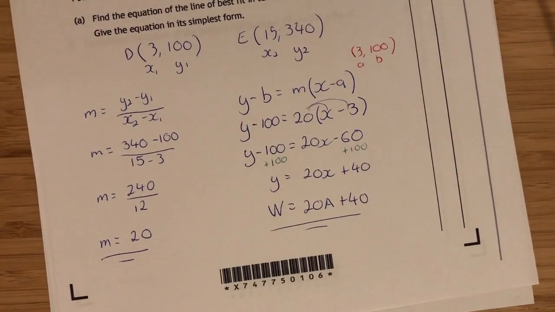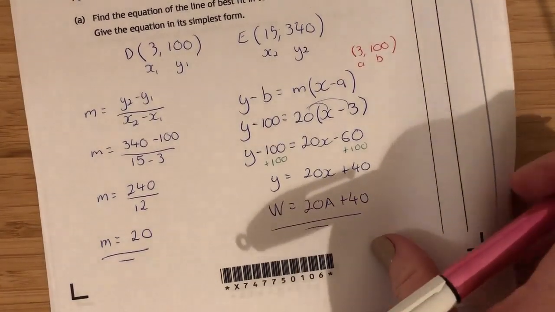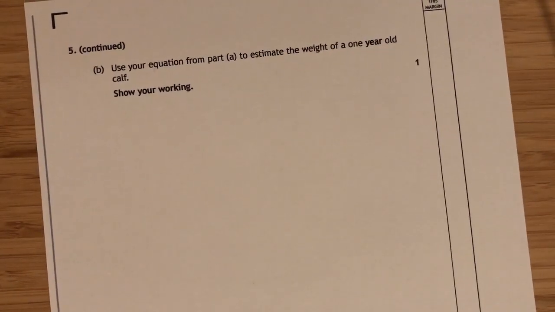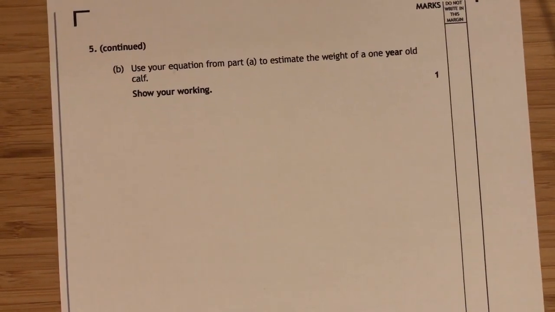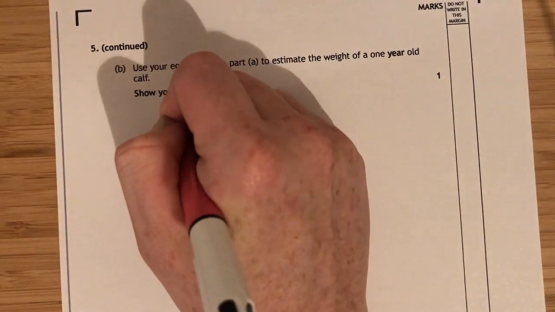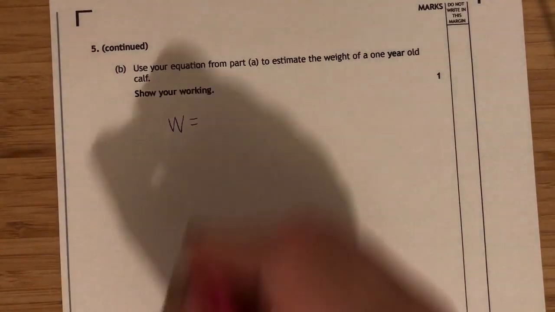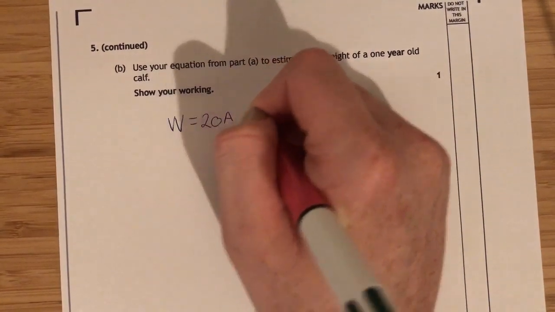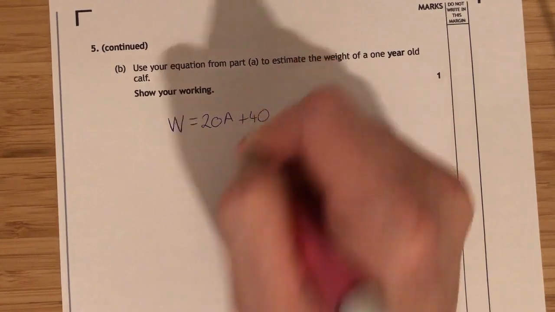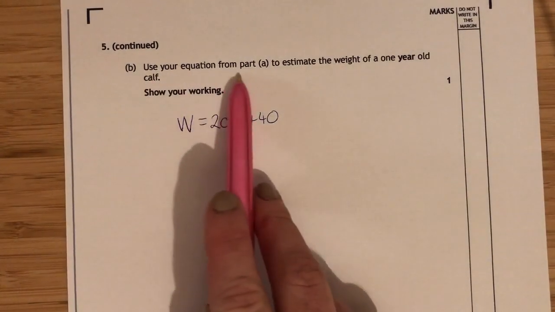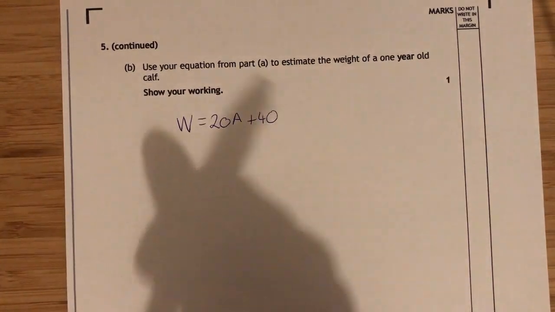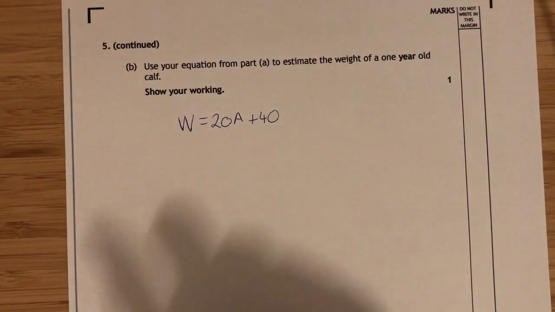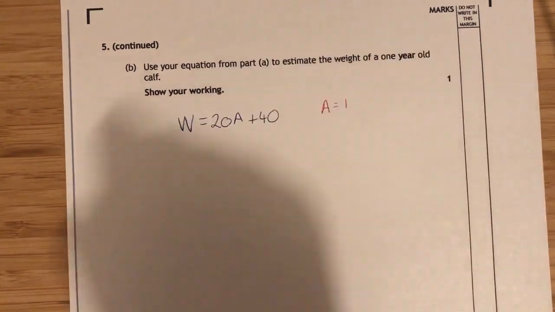And then often once you've got the context, you're asked a part B. So we're just going to look at this now as well. It says, use the equation from part A to estimate the weight of a 1-year-old calf. Show your working. So copying over what we've just worked out, the weight equals 20A plus 40. Now use your equation in part A to estimate the weight of a 1-year-old calf. So we've been told the age. We've been told that the age is 1, which means A equals 1.